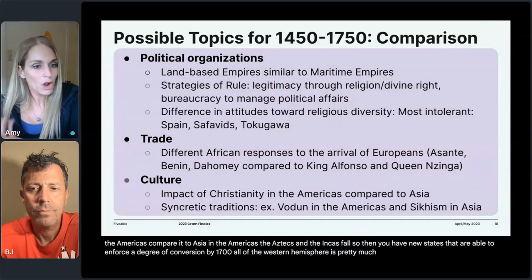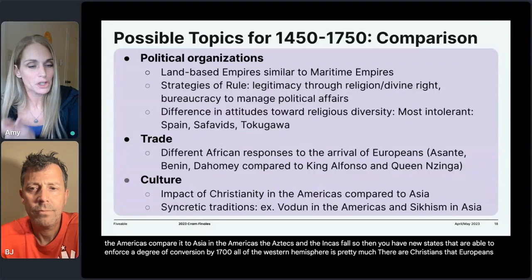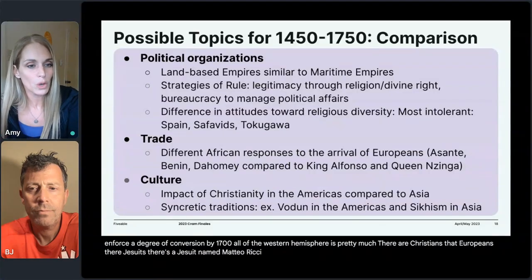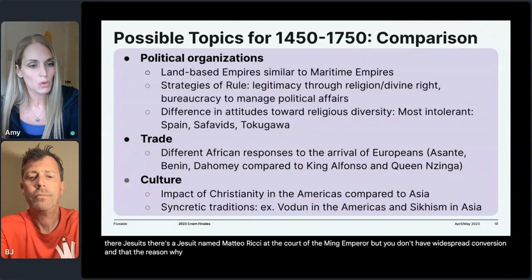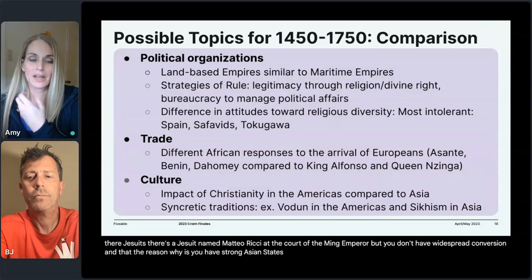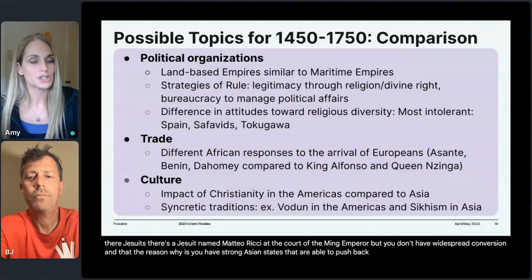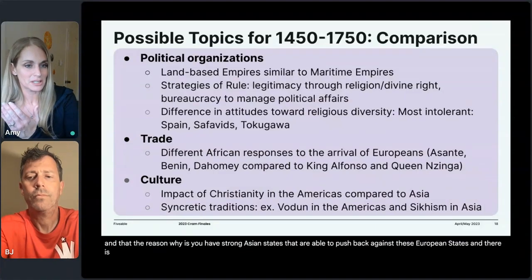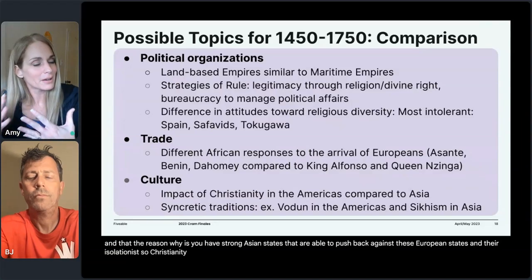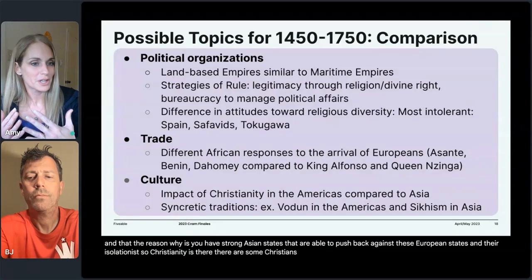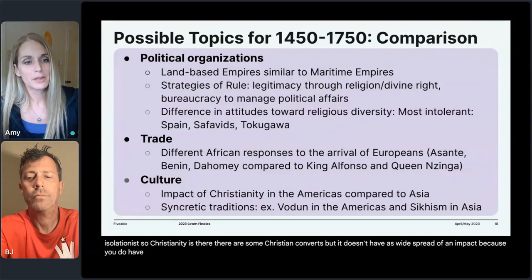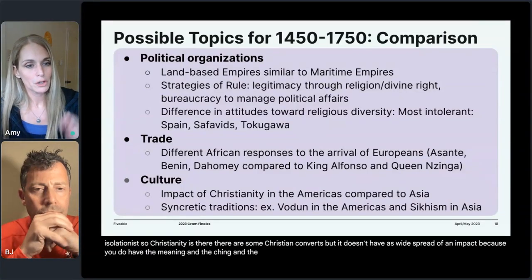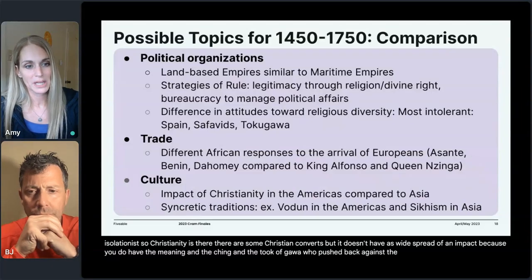In Asia, there are Christians, the Europeans, there are Jesuits. There's a Jesuit named Matteo Ricci at the court of the Ming Emperor. But you don't have widespread conversion. And the reason why is you have strong Asian states that are able to push back against these European states, and they're isolationist. So Christianity is there, there are some Christian converts, but it doesn't have as widespread an impact because you do have the Ming and the Qing and the Tokugawa who push back against the Europeans.